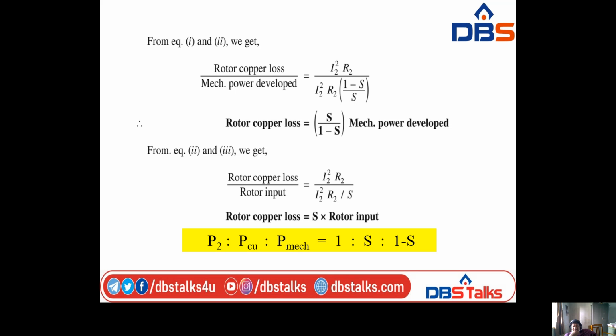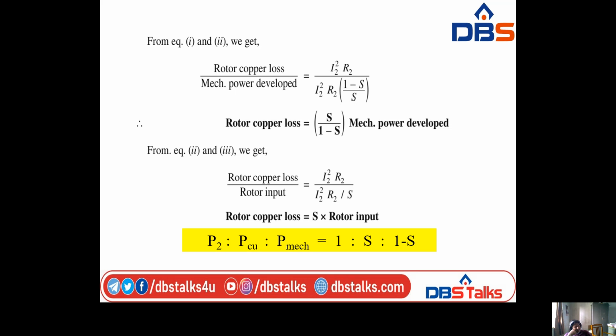Now from equation 1 and equation 2, we get rotor copper loss by mechanical power developed, that is I2 square R2 divided by I2 square R2 into (1 minus S) by S. Here I2 square cancels, R2 also cancels. Therefore, rotor copper loss is equal to S by (1 minus S) into mechanical power developed.